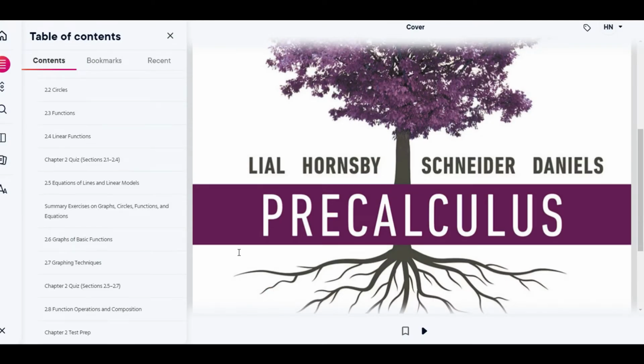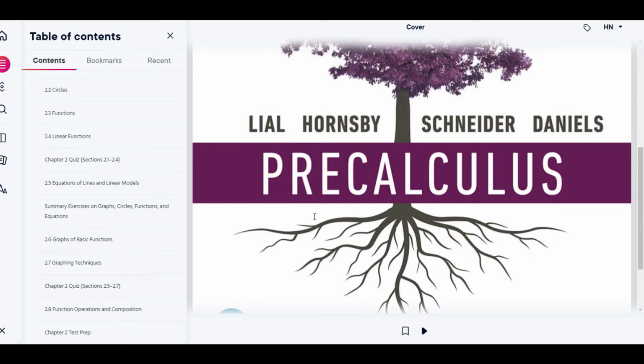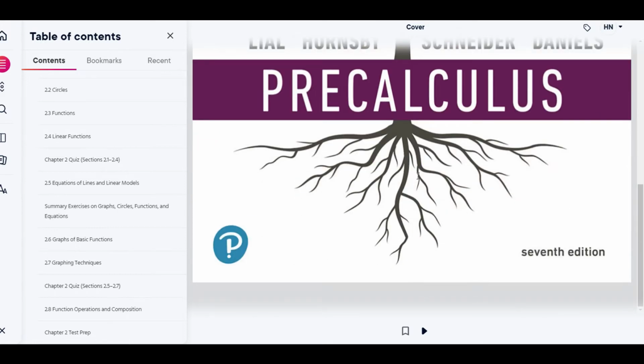Okay, so the textbook we're going to use for this class will be this one. Pre-Calculus by Lial Hornsby Schneider, this is the 7th edition. You don't need to buy the physical textbook, it's very expensive. All you have to do is purchase the access code for MyMathLab, because MyMathLab is the platform we use to do homework. Everybody has to purchase that to do homework. Okay, so this is our textbook.